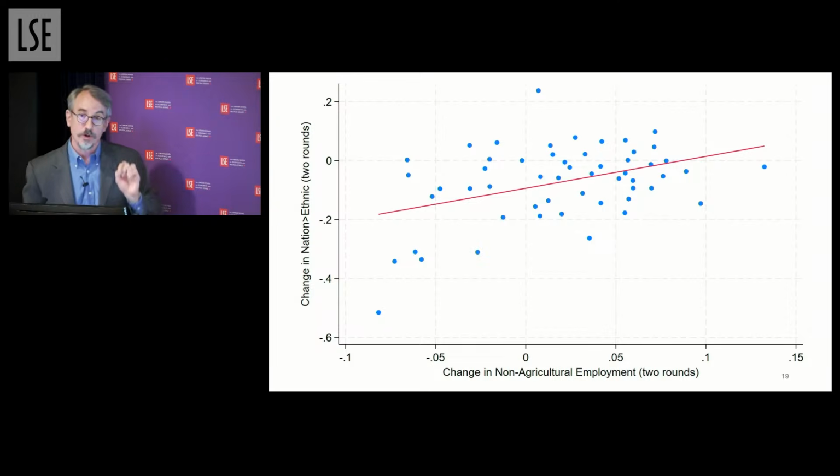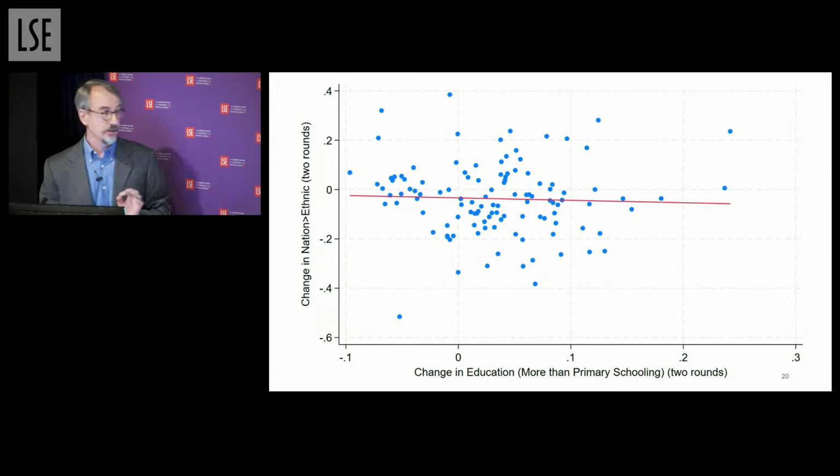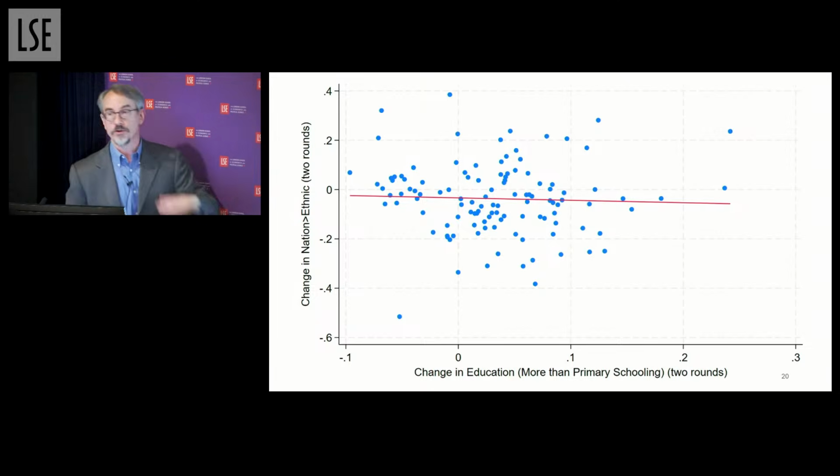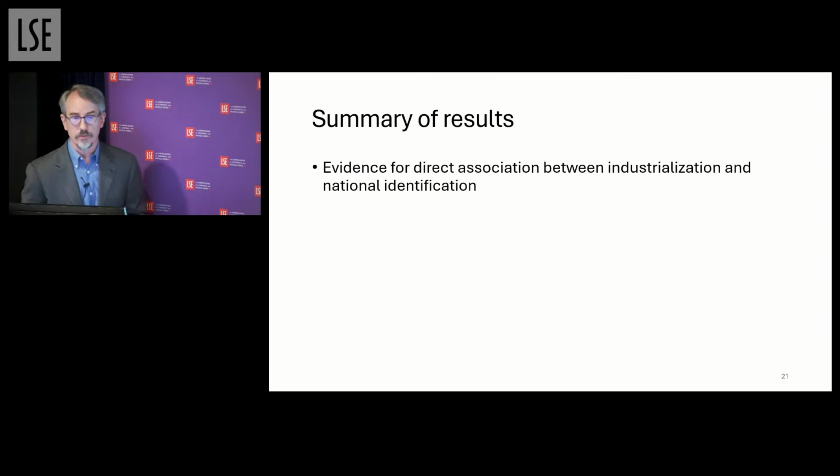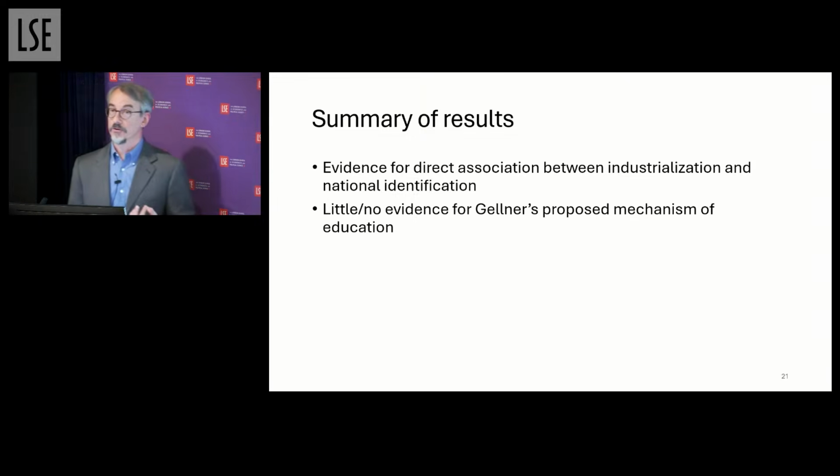Now again, recall, what did Gellner say? He said industrialization should have an effect on national identity. But he said the mechanism was via education. Now if we look at education, we find basically no relationship. The measure I have here is people who have more than a primary school level of education in these surveys. There's no real evidence that increasing education is generating more national identification. So in other words, what I think the evidence suggests is that there's a direct relationship between industrialization and national identification, not what Gellner says. So he's right in the sense there's a link between industrialization and national identification, but not for the reasons he suggested. Not for the mechanism that he suggested.